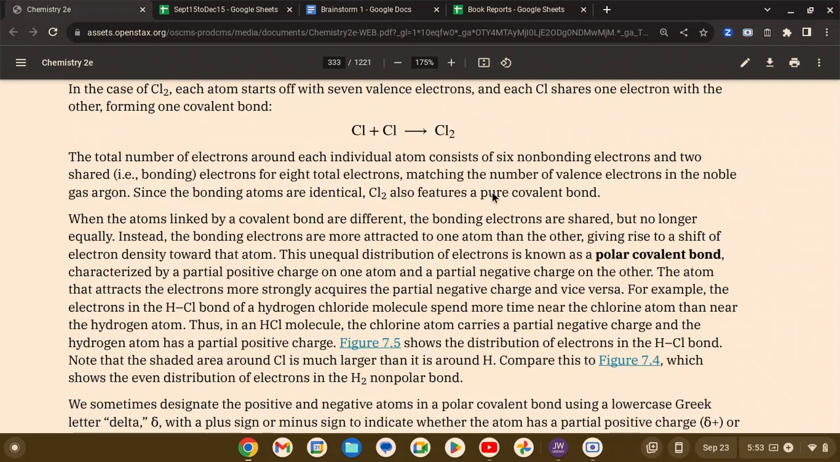For example, the electrons in the HCl bond of a hydrogen chloride molecule spend more time near the chlorine atom than near the hydrogen atom. Thus, in an HCl molecule, the chlorine atom carries a partial negative charge and the hydrogen atom has a partial positive charge. Figure 7.5 shows the distribution of electrons in the HCl bond. Note that the shaded area around Cl is much larger than it is around H.